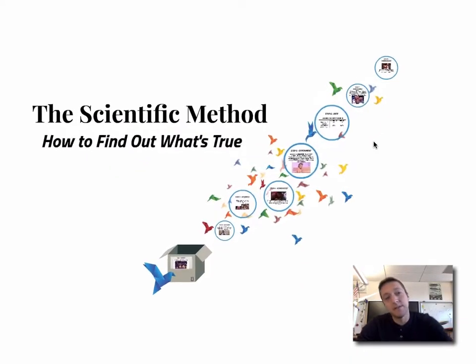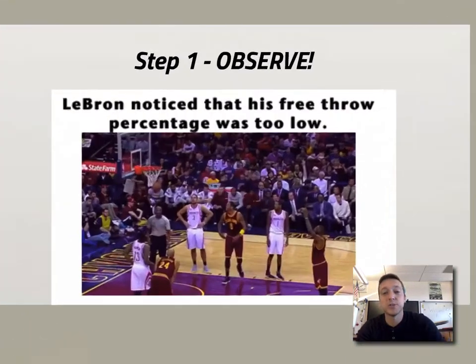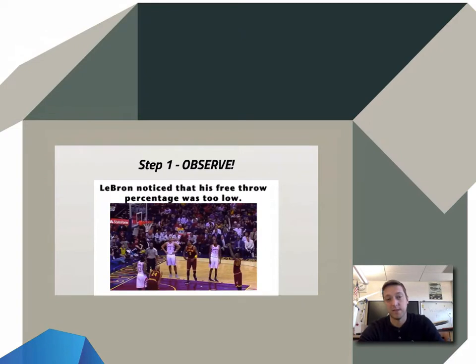The first step of the scientific method is to make an observation about the universe. So in my example, you can say, LeBron noticed that his free throw percentage was too low. LeBron made an observation. That's always the first step of the scientific method.